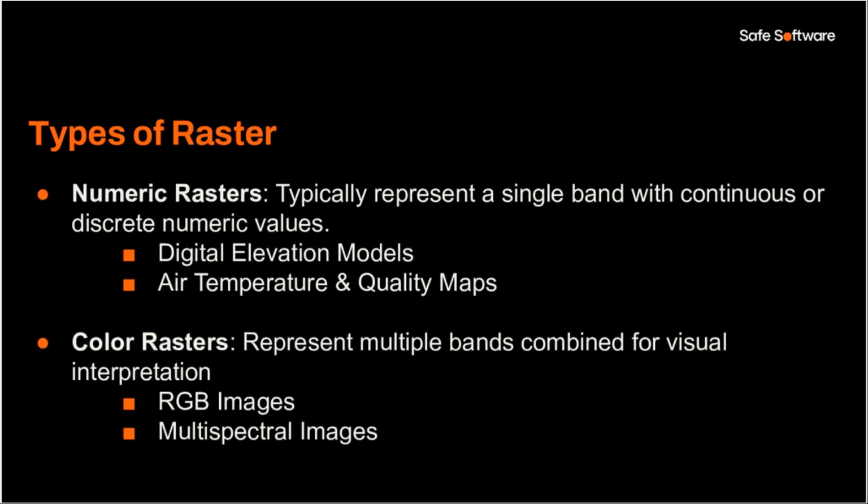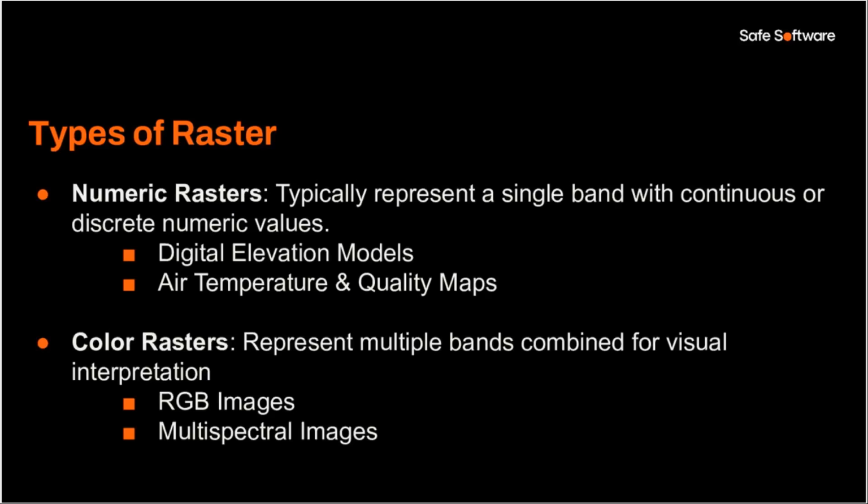Types of rasters. There's two main types of rasters, numeric rasters and color rasters. Numeric rasters are typically represented as single band with continuous or discrete numeric values. These numbers can either represent smooth changes, like elevation or temperature, or categories, like land types. For example, 1 equals forest and 2 equals water. These rasters are typically used for analysis, modeling, and visualization in GIS and remote sensing. So, for example, a digital elevation model would be a numeric raster.